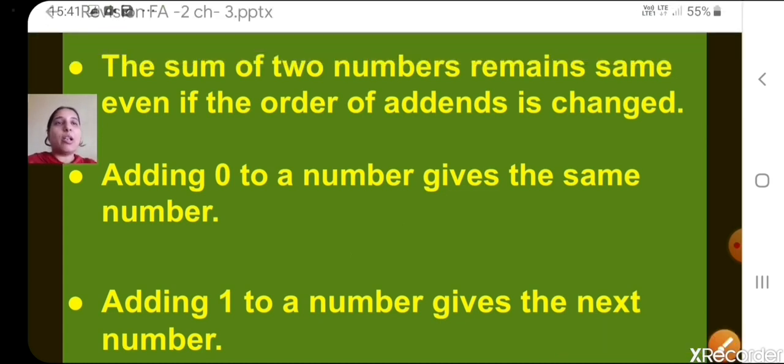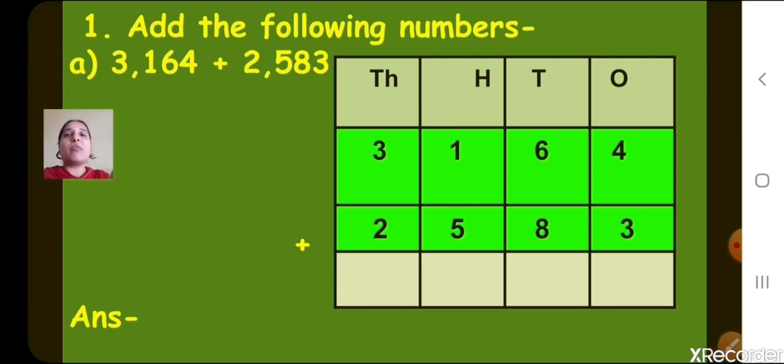Now let's solve a few sums, problems, questions. Let's see some questions. So question number 1 is add the following numbers. There you can see two addends are being given. First one is 3164 and second addend is 2583. So let's add them.